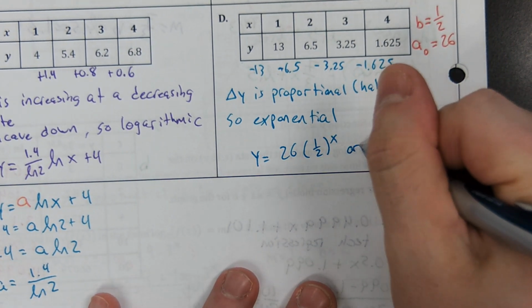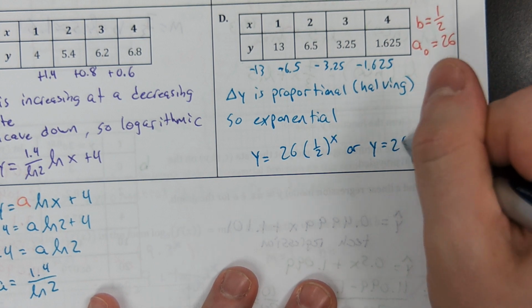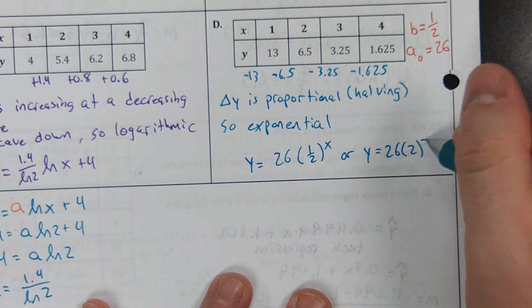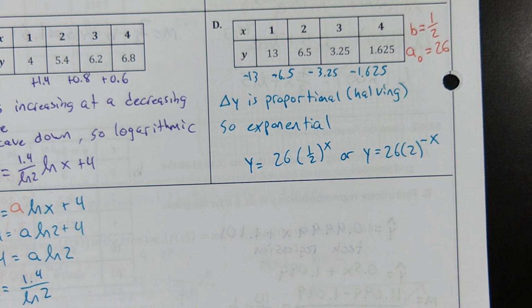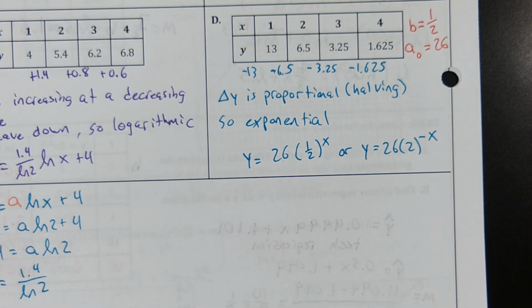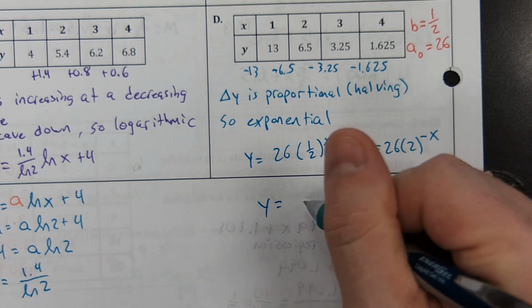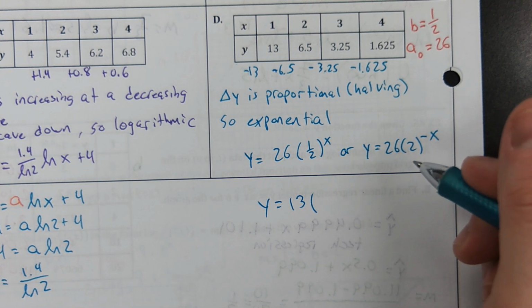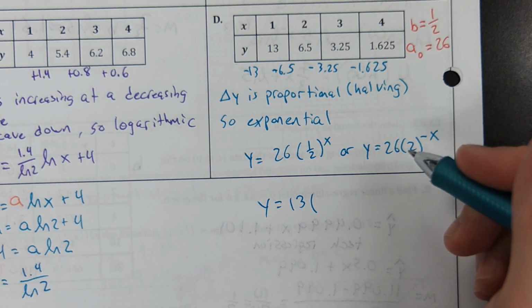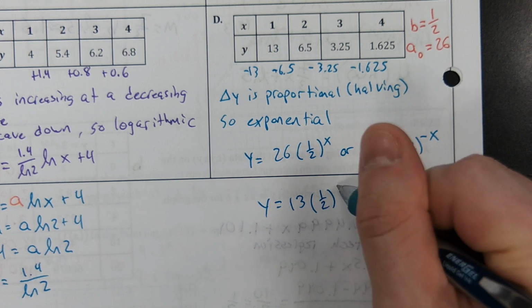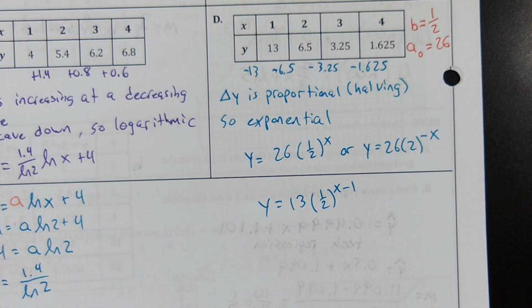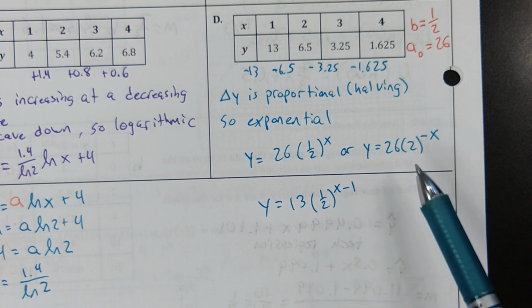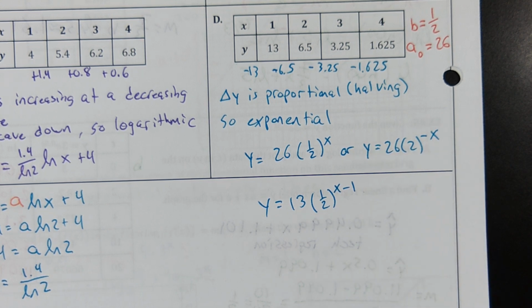Or y equals 26 times 2 to the negative x. You could get creative like that. Or you could set it up as a geometric sequence. y equals 13 times 1/2 to the x minus 1, or 13 times 2 to the negative x plus 1. It really doesn't matter. There's so many different ways we could do this. Just throwing them all out there. That way you can remember how we can manipulate exponentials. Because you do have that really big Unit 1, Unit 2 test coming up, covering everything we've done so far this year.